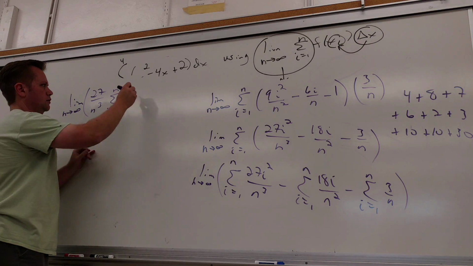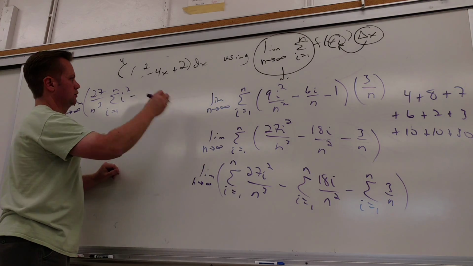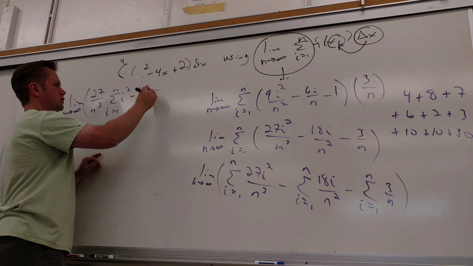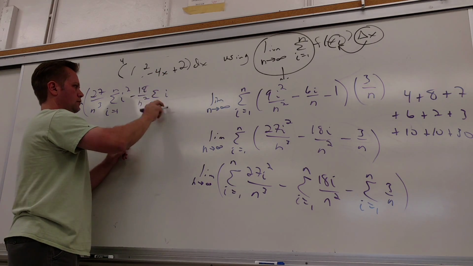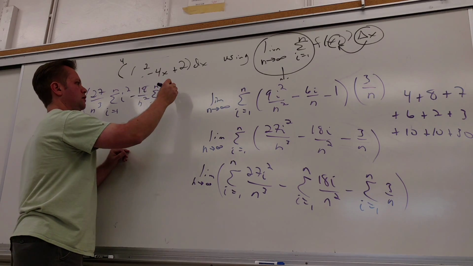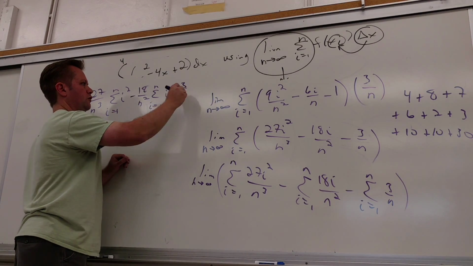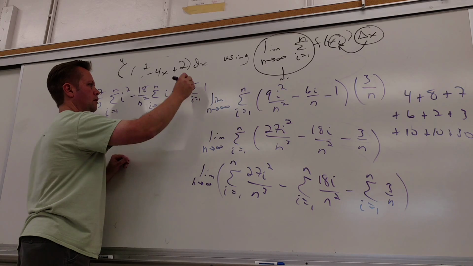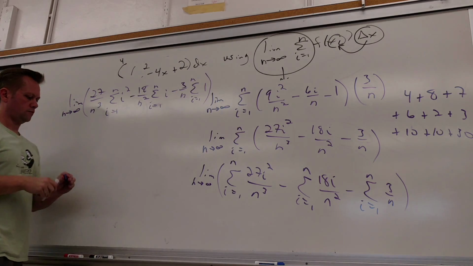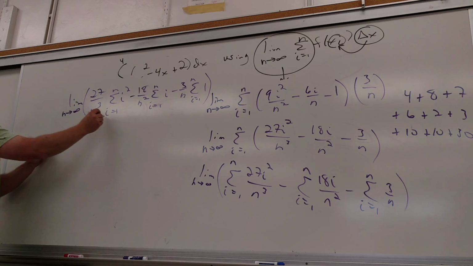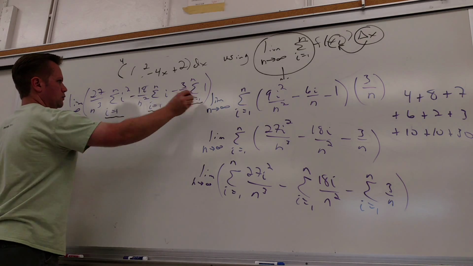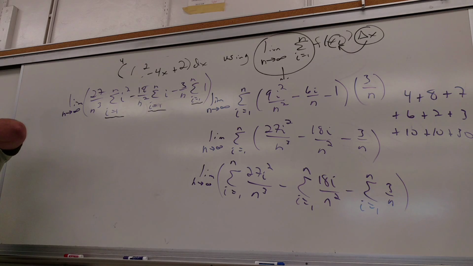Let's see. This can be written as 18 over n squared, sum of i squared, and then minus 3 over n, sum of 1. So now we have rules for this and this.